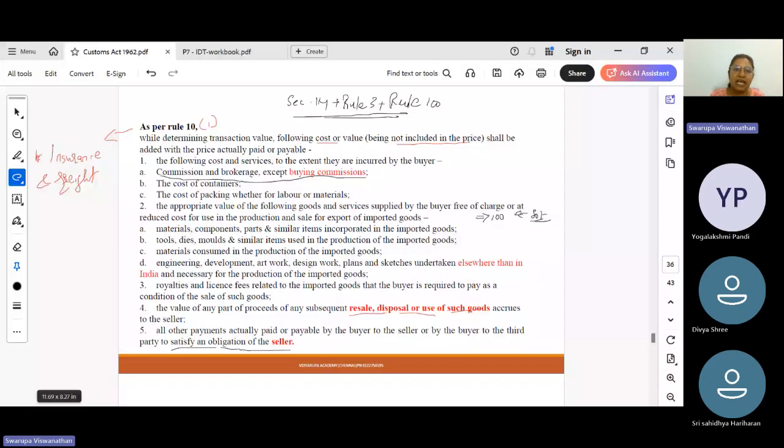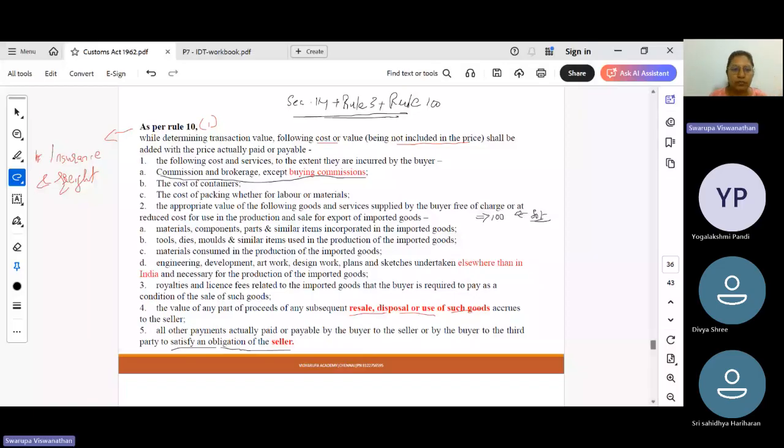So this means, like I said, before the goods are imported, before the goods enter the territorial waters, all the expenses which are incurred by the buyer, by the importer on behalf of this import should also be added to the price paid or payable to arrive at the assessable value for calculation of customs duty. That is Rule 10.1.